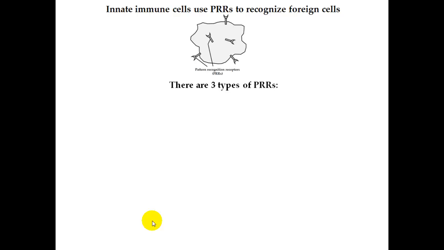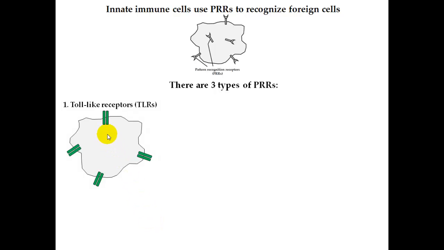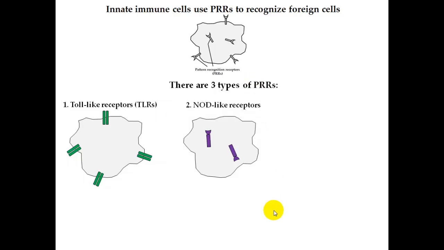There are these things called toll-like receptors, represented by these green things. So toll-like receptors are an example of a pattern recognition receptor. There are these things called nod-like receptors that are another example of a pattern recognition receptor. And there are these things called rig-like receptors that are yet another example of a pattern recognition receptor.